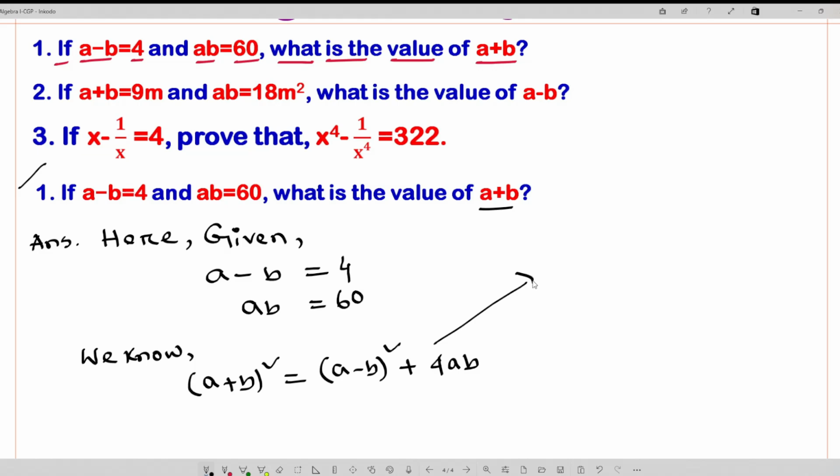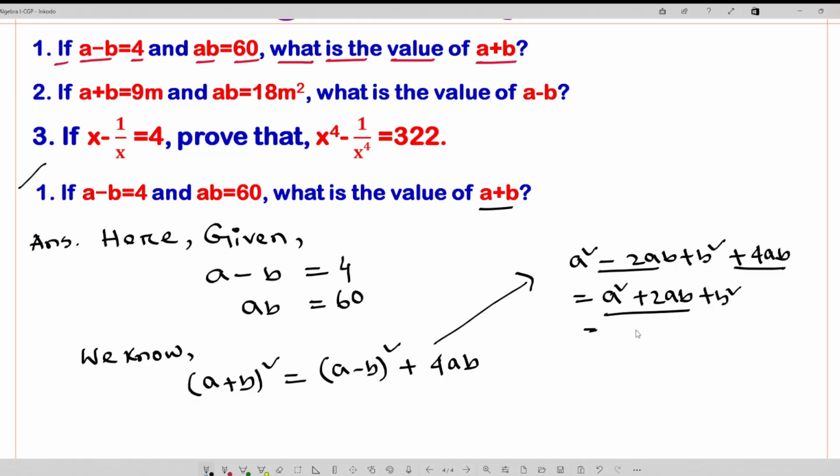How? Look, a minus b whole square, we know, is a square minus 2ab plus b square, and here is plus 4ab. So a square minus 2ab and plus 4ab will become a square plus 2ab plus b square. So this one we can write as a plus b whole square. Therefore a plus b whole square equals a minus b whole square plus 4ab.